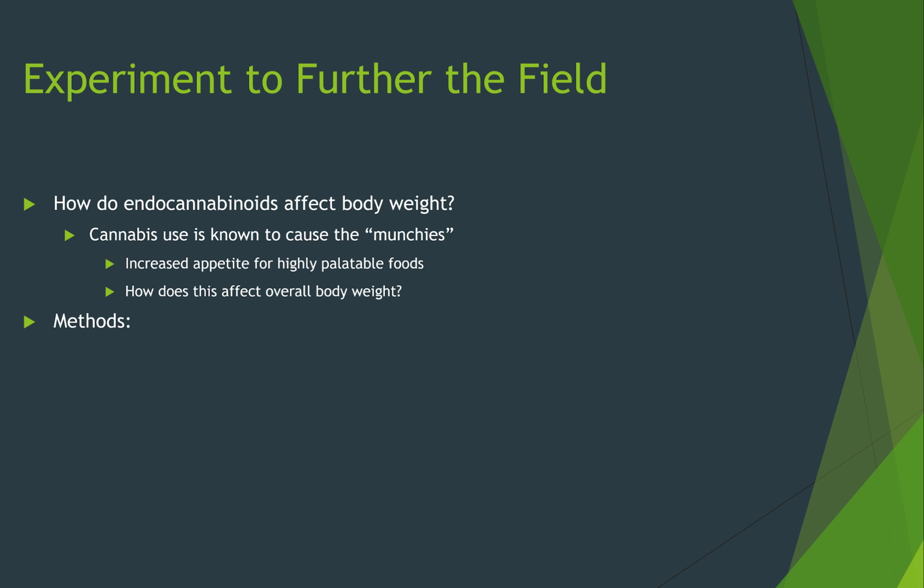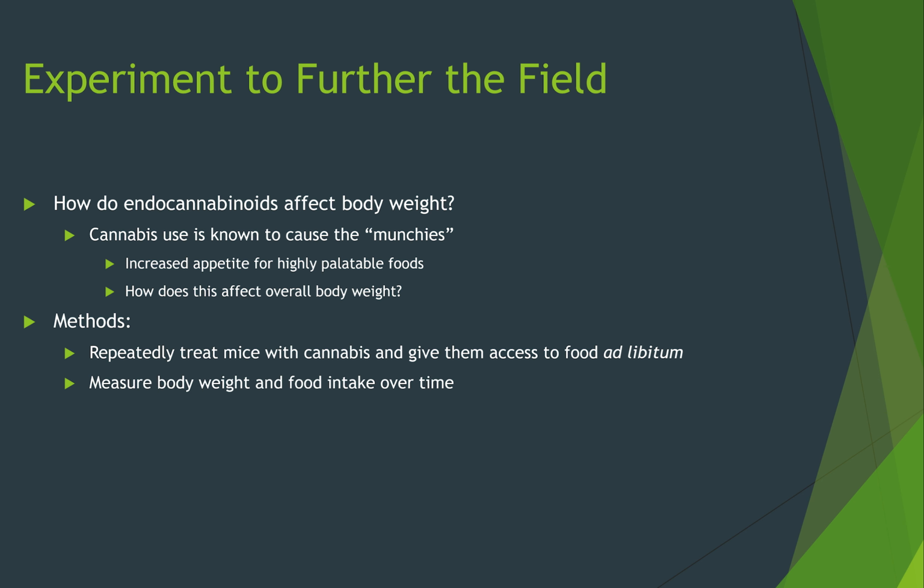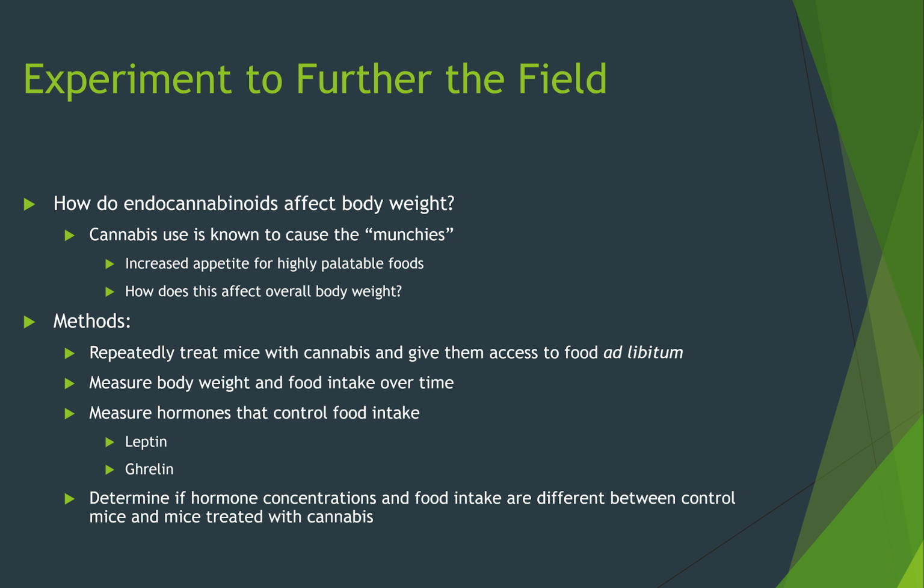So for our methods, we will repeatedly treat mice with cannabis and give them access to food ad libitum, so they're able to eat as much as they want. During this, we will measure their body weight and their food intake over time to see if it changes. We will also measure the hormones that control food intake, such as leptin and ghrelin, to see if this changes over time. This will tell us if the hormone concentrations and food intake are different between the control mice and the mice treated repeatedly with cannabis.